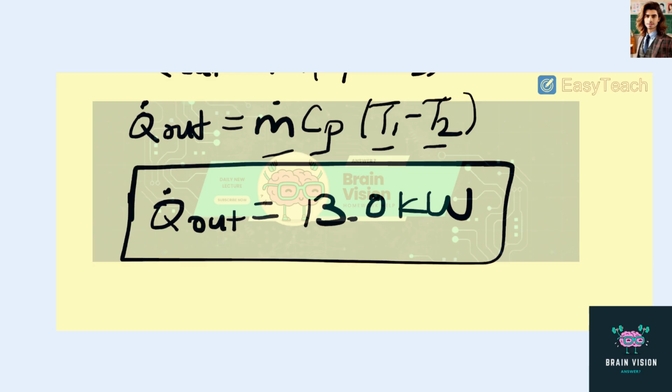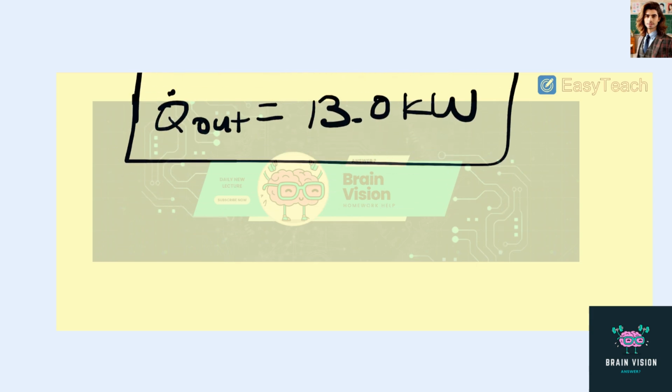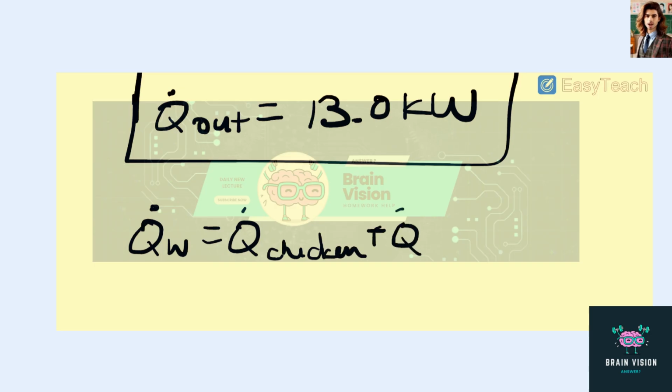Now we're also asked to find the mass flow rate of the water through the cooler. We can say that the heat that is lost by the chicken is equal to the heat that is gained by the water, but we also have to add in the heat gain in the cooler as well. So the way we can write this out is Q dot water is equal to Q dot chicken plus the Q dot heat gain.